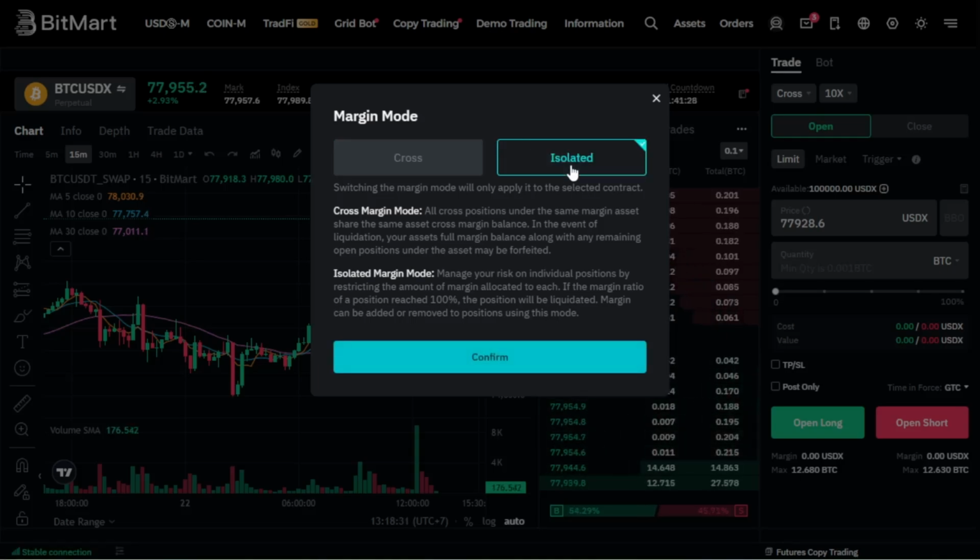With isolated margin, you only risk the amount you assign to a specific trade. That means if the trade goes wrong, your loss is limited to just that position, making it easier to manage. For beginners, isolated margin is usually the better choice. It gives you more control and it helps protect the rest of your account while still learning. Once you're more experienced, you can explore cross margin for more flexibility. But when you're just starting out, keeping your risk contained is key. So let's confirm our isolated margin mode.